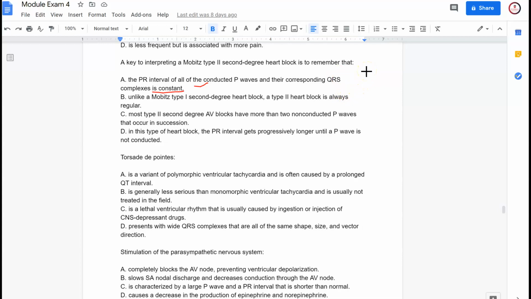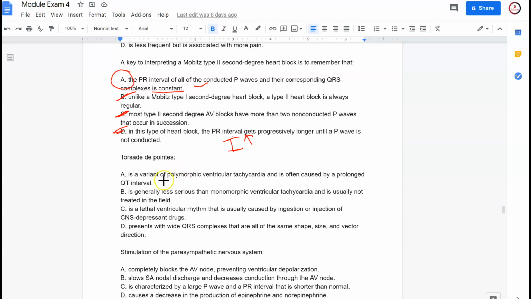No. Right? Because type 1 and type 2 are technically irregular heart rhythms because you have those dropped beats. Most type 2 second degree AV blocks have more than 2 non-conductive P waves that occur in succession. No, it's usually just one, and it picks right back up because it's regularly irregular. In this type of heart block, the PR interval gets progressively longer until a P wave is not conducted. No, that's your type 1. That's your Wenckebach. So your best answer here: PR intervals of all the conductive P waves and their corresponding QRSs are constant.